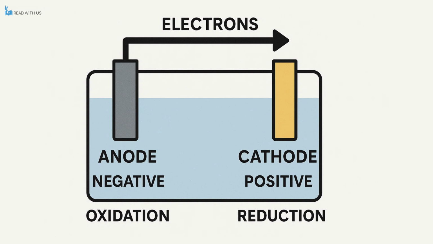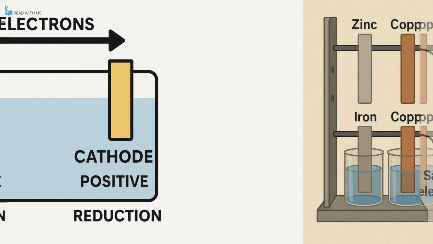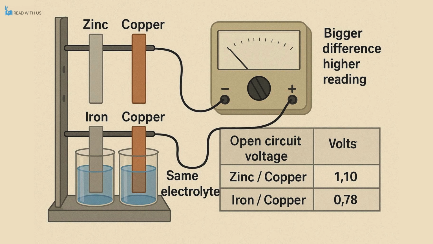In a typical cell under discharge, the negative electrode is the anode, where oxidation happens, and the positive electrode is the cathode, where reduction happens and electrons move from anode to cathode through the wire. A simple classroom investigation compares metal pairs such as zinc and copper or iron and copper in the same electrolyte and measures the open circuit voltage to show that a bigger reactivity difference gives a higher reading.